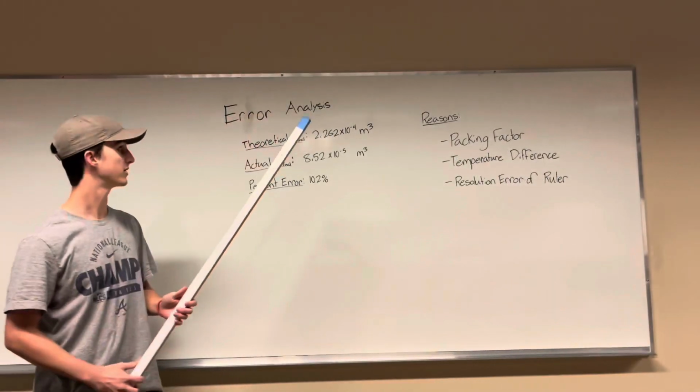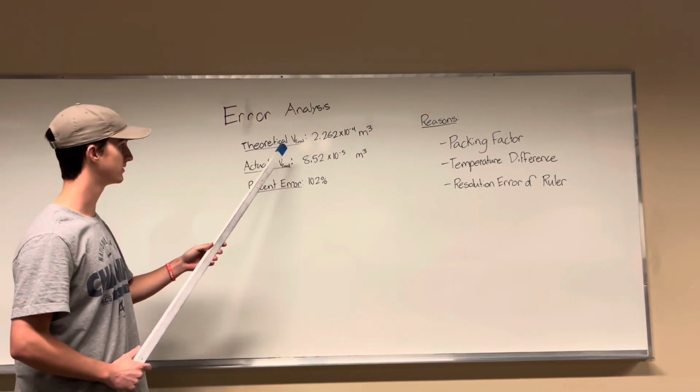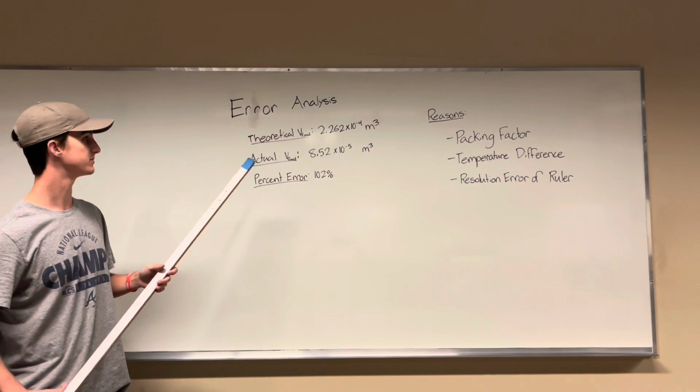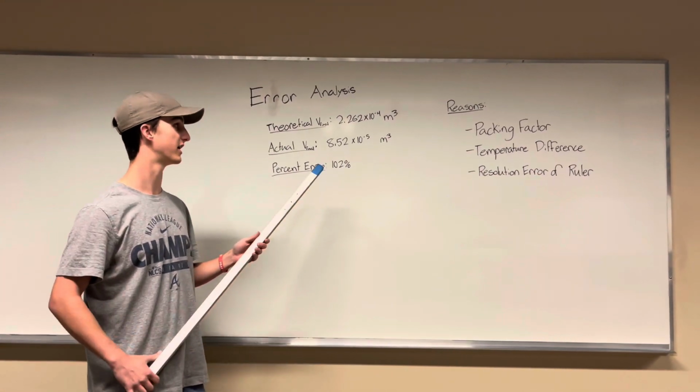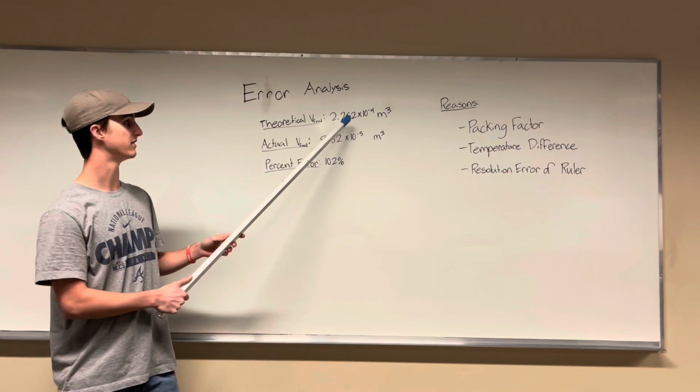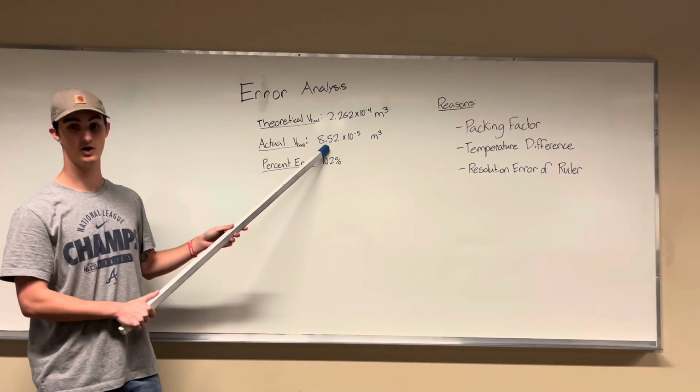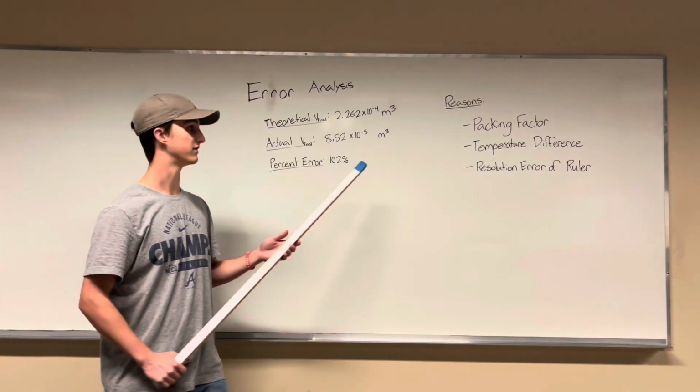So during our experiment, we had some error. There was a pretty significant difference between our theoretical and our actual values. It came out to be 102% error, which really just means that the theoretical value was double our actual value. And we have some reasons for that.